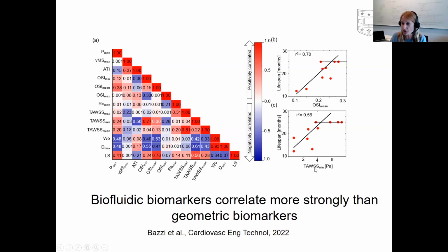So that if you could measure, in this case, this is time averaged wall shear stress or oscillatory shear stress, if you could measure that using imaging, which you can do in humans, could you predict outcomes and try to design an intervention? And in this case, these two mechanical biomarkers correlated better with lifespan than one of the clinically used parameters, which is simply maximum diameter.